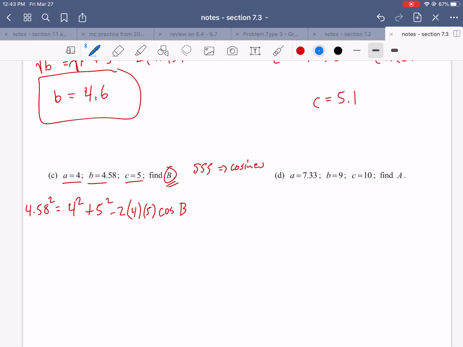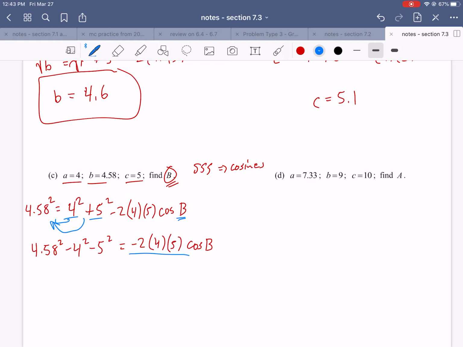The first thing we need to do to get cosine of B by itself is move these two things over to the other side. And so when we do that, we're going to subtract. We're always going to subtract those two numbers to the other side. So 4.58 squared minus 4 squared minus 5 squared is equal to negative 2 times 4 times 5 times the cosine of B.